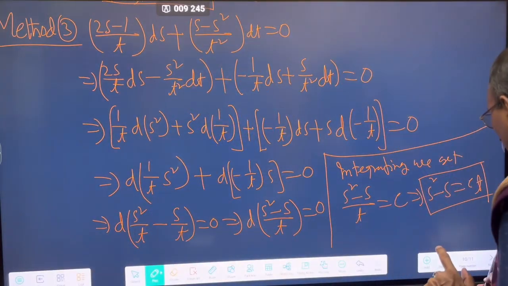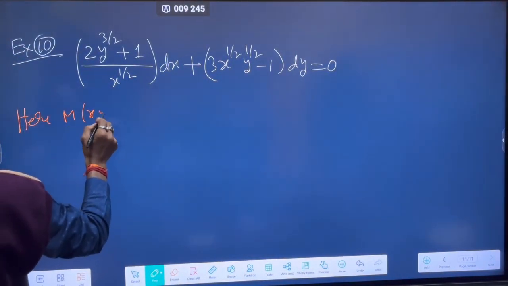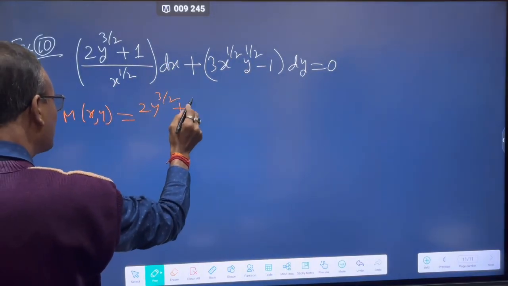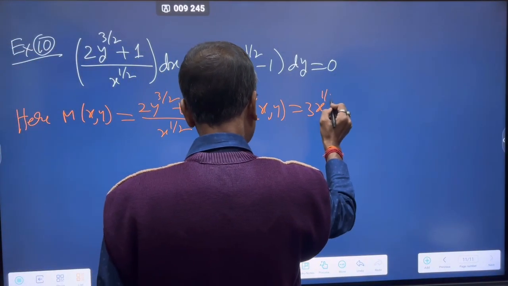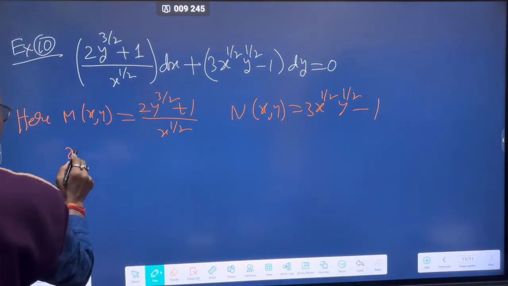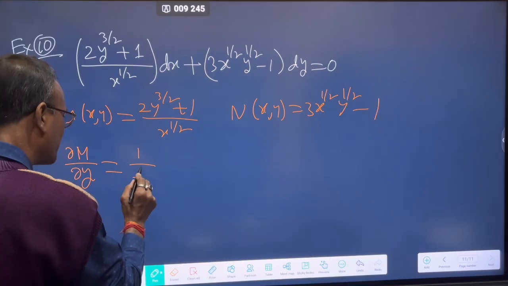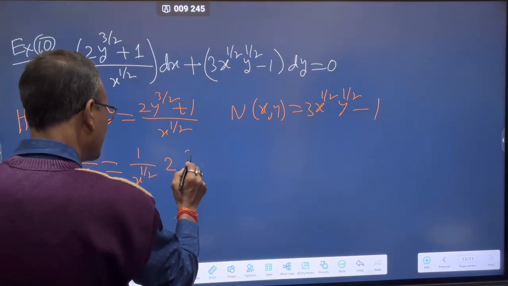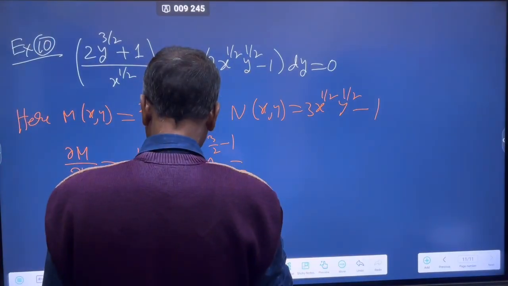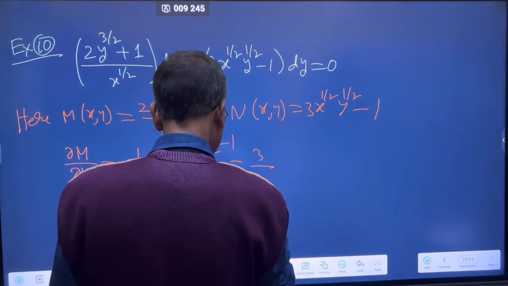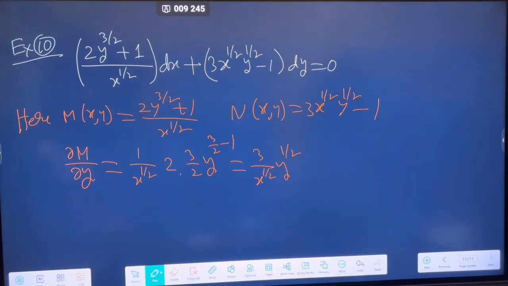Let us try to solve this one. Here, m equal to 2y to the power 3 by 2 plus 1 divided by x to the power half, and n equal to 3x to the power half y to the power half minus 1. del m by del y, treating x as constant, equal to 1 by x to the power half into (3 by 2) times 2 y to the power 3 by 2 minus 1, which is equal to 3 divided by x to the power half y to the power half. You will get this one.